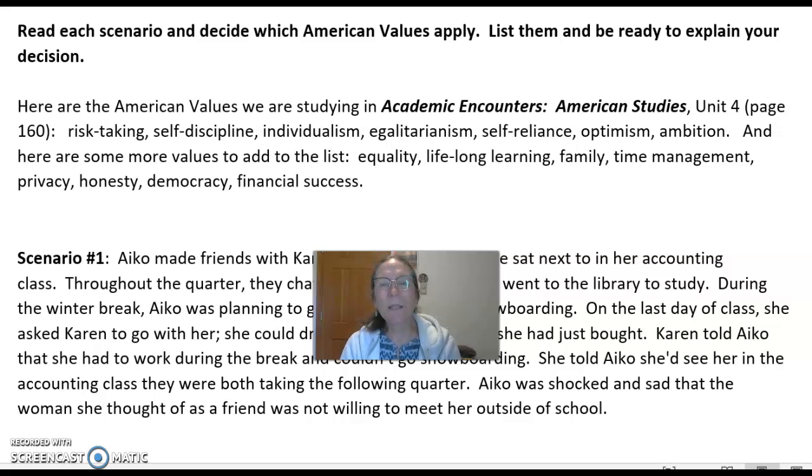I have listed the values here that we've been studying in Academic Encounters Unit 4. Here they are: risk-taking, self-discipline, individualism. Here's the biggie: egalitarianism. Remember that one? Let's try to say that one again.